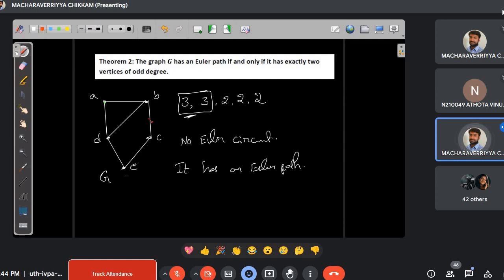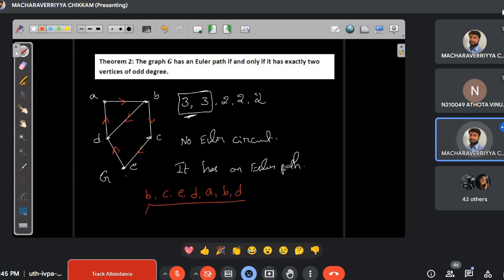So you start at B and then to C, C to E, and E to D. And then D to A, and A to B, and then B to D. Okay. So now this simple path is B, A, B, C, E, D, A, B, D.